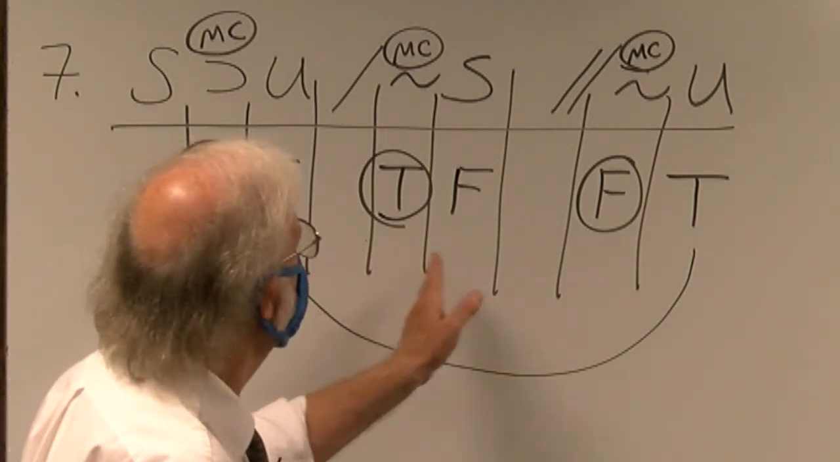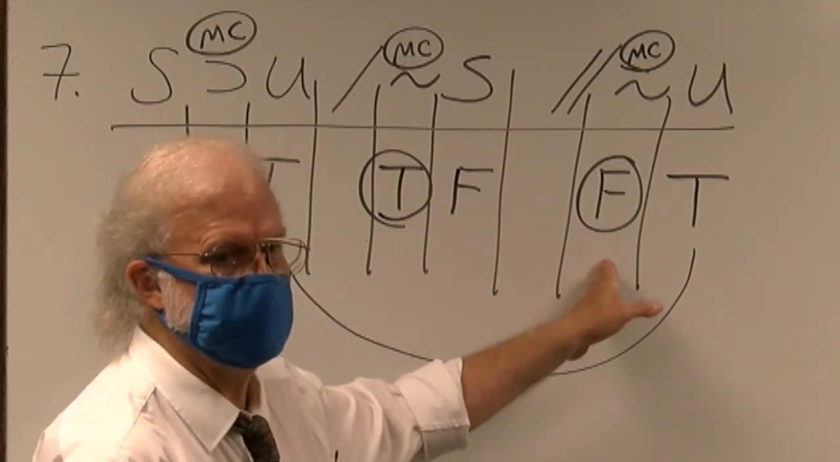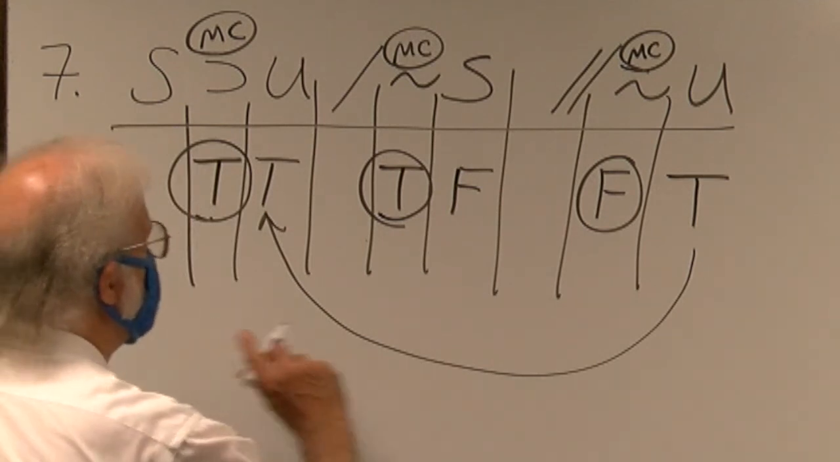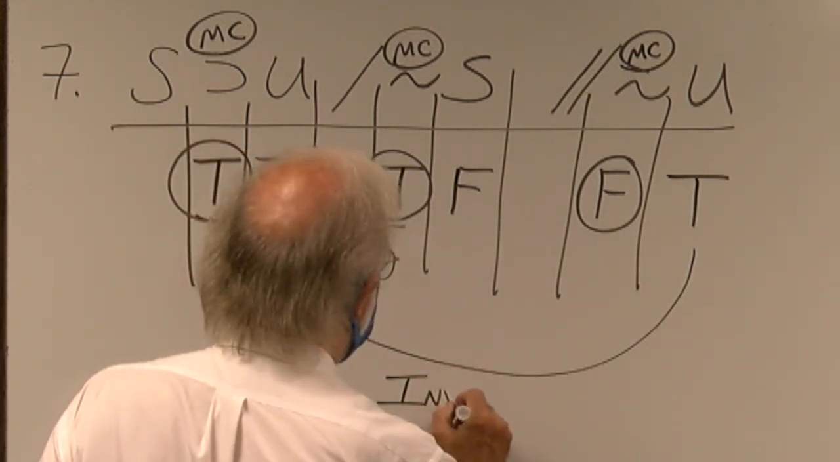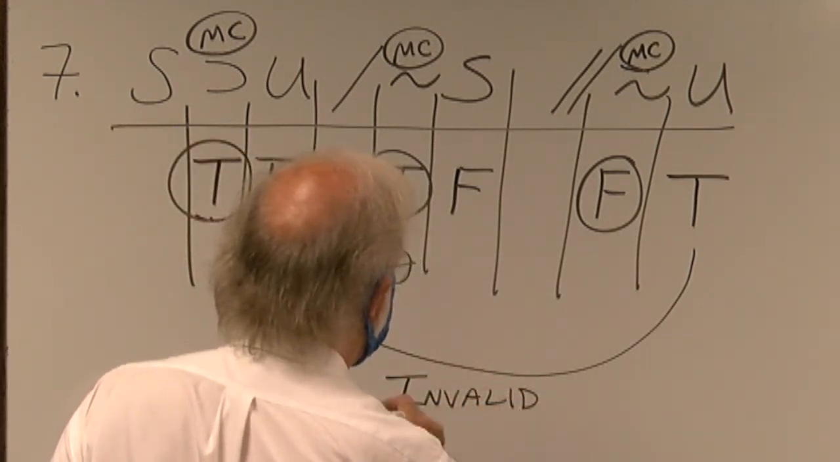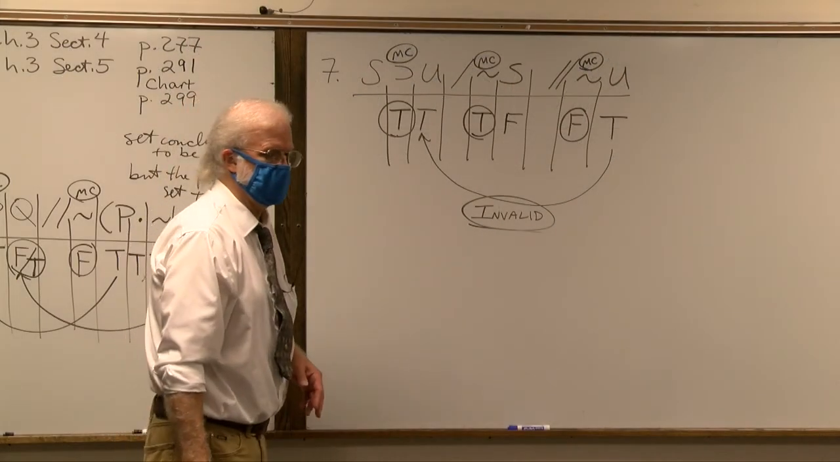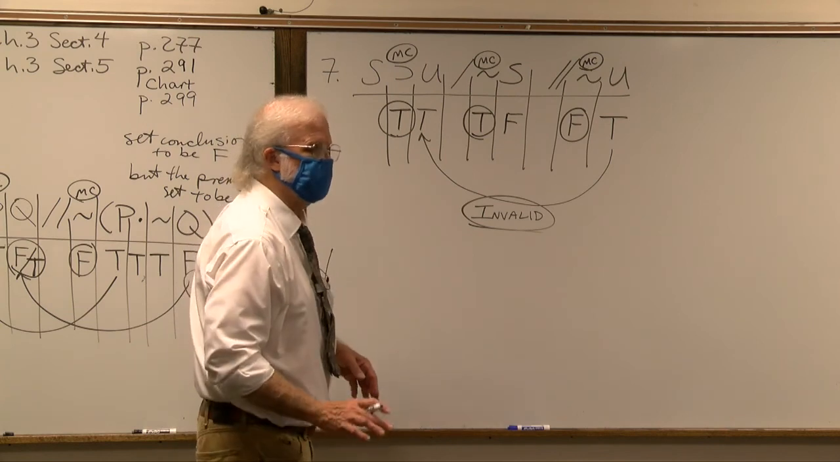So we're through with that premise, and what we've done is to consistently assign truth values, making all of the premises true and the conclusion false. And by consistent, I mean no contradictions. So we have shown indirectly that this argument is invalid. There is no contradiction.